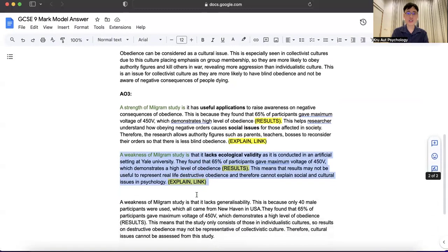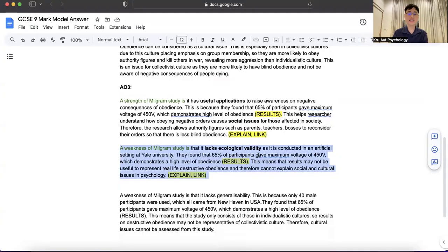The Milgram research lacked ecological validity, which is a weakness, and explain why that is, because it's conducted in an artificial setting. Be specific where: it's at Yale University. Then put the results and explain and link that. We need to know what ecological validity is. If it's a weakness, then it means that it does not represent real life. So research from Milgram is done in not a real life setting. It can't represent real life.